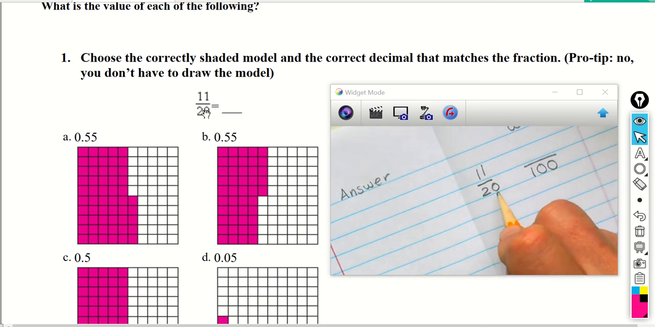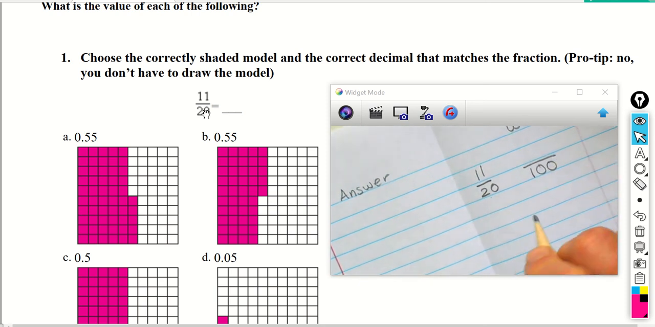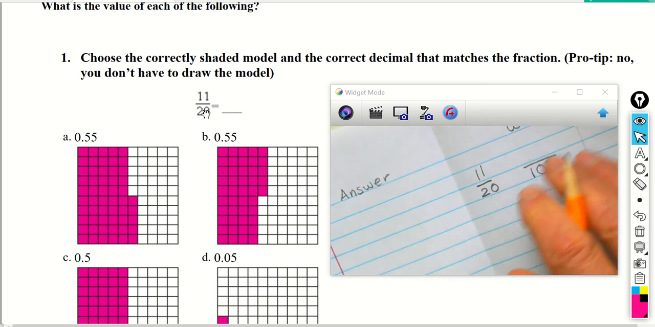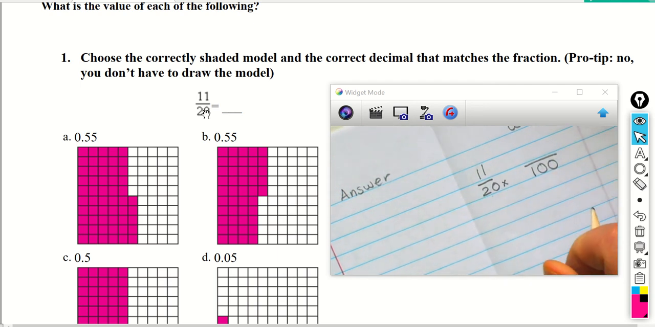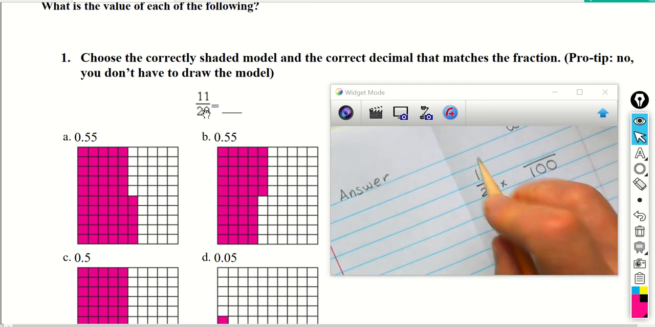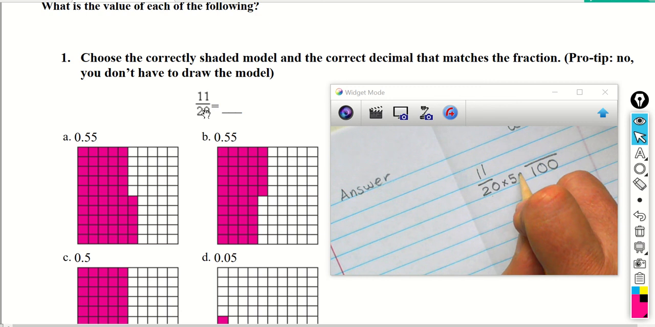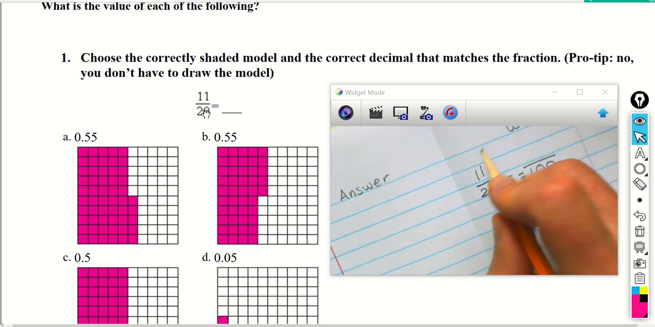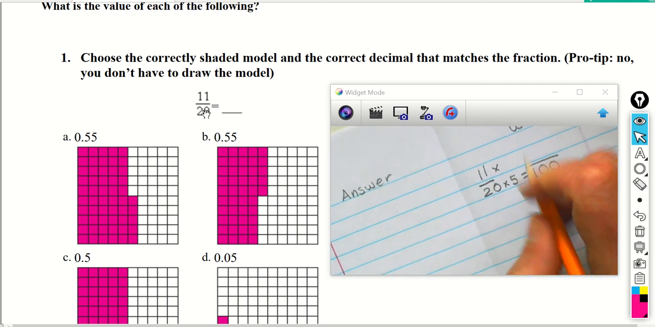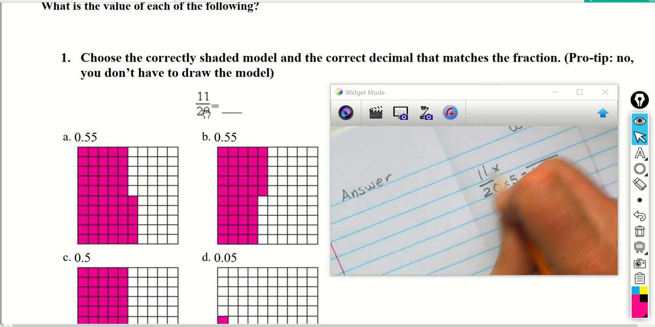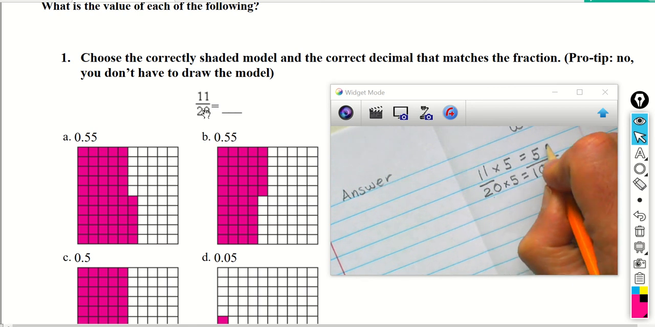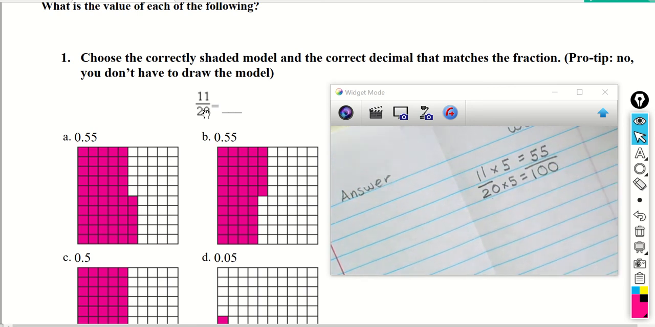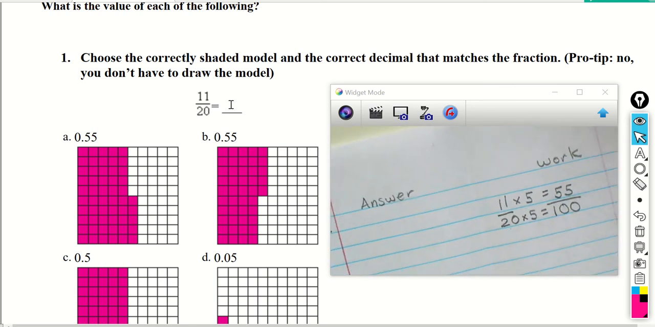And in order for me to go from 20 to 100, I'm going to have to multiply. Don't add, don't subtract, don't divide, multiply. I'm going to find a number that multiplies by 20 to make 100. That's going to be 5. So 20 times 5 is equal to 100. Whatever I multiply on the bottom of my denominator, I'm going to multiply on the top with my numerator. So it becomes 11 times 5, which is equal to 55. Oh, that's 55 hundredths.